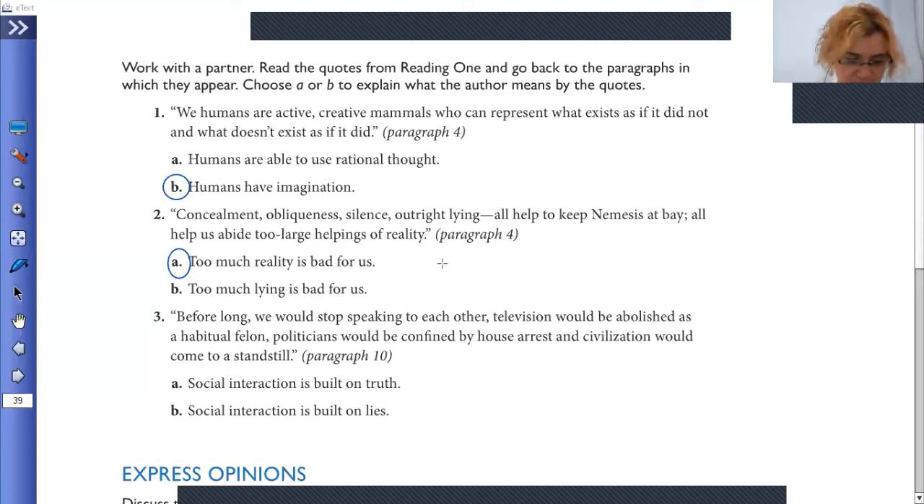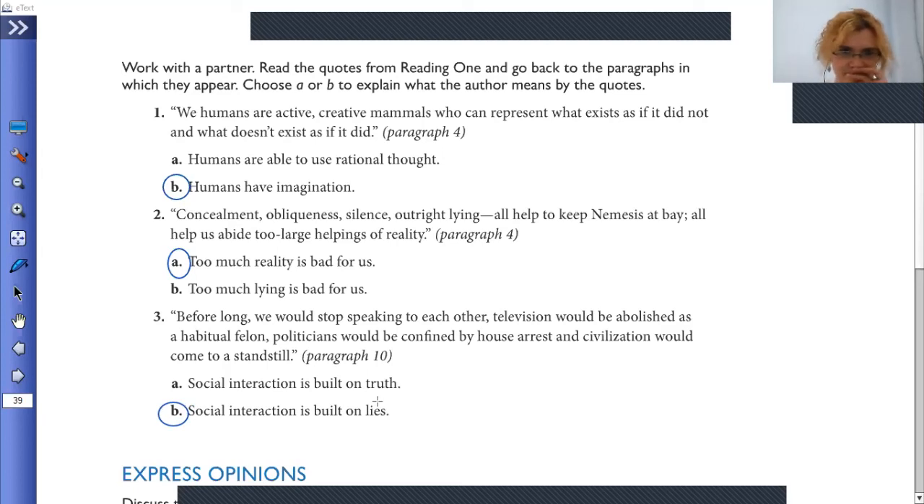For number 3, I am going to ask Kirana. Before long, we would stop speaking to each other. Television would be abolished as a habitual felon. Politicians would be confined by house arrest and civilization would come to a standstill. What is the author trying to say here? A, social interaction is built on truth, or B, social interaction is built on lies? I think it's B. Yeah, it's very good.